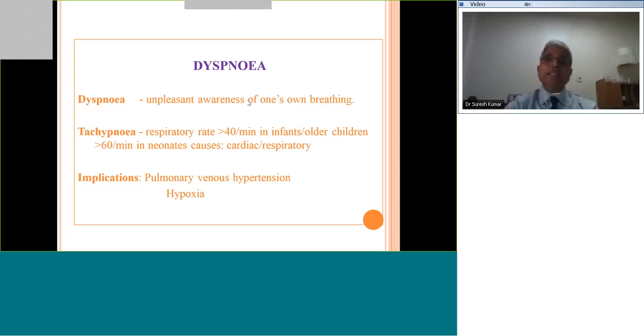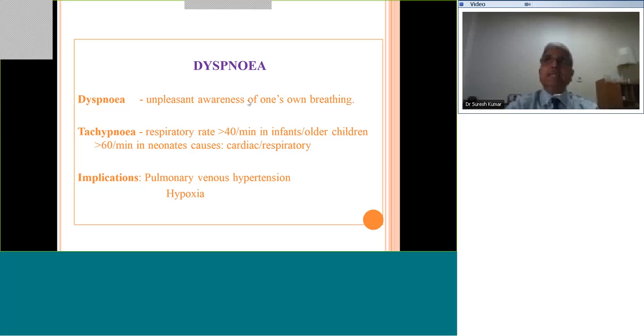Let's start with dyspnea. All of you are aware of what dyspnea means. It is an unpleasant awareness of one's own breathing. You use the word tachypnea often, where there is no actual reference to the subjective sensation. It's a counting of the respiratory rate. An abnormal respiratory rate in an older child or infant is more than 40 per minute, and in a neonate, it should be more than 60 per minute to merit the term tachypnea. What does dyspnea mean to the cardiologist?